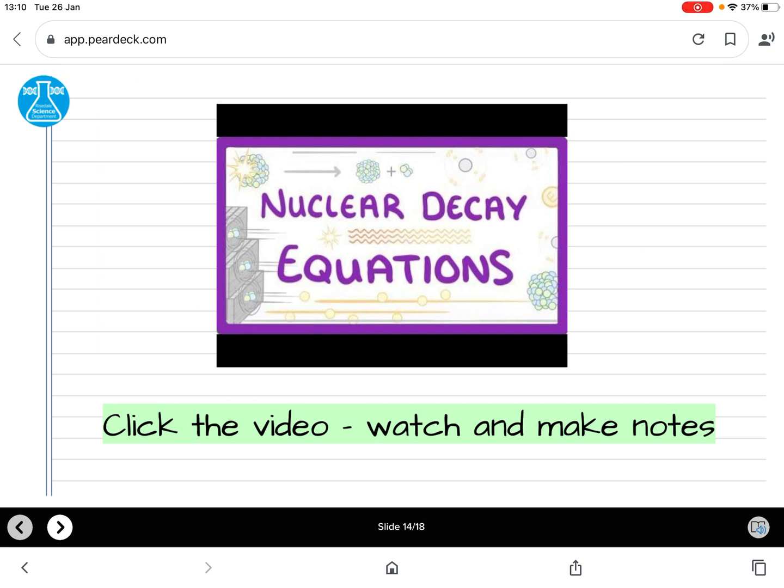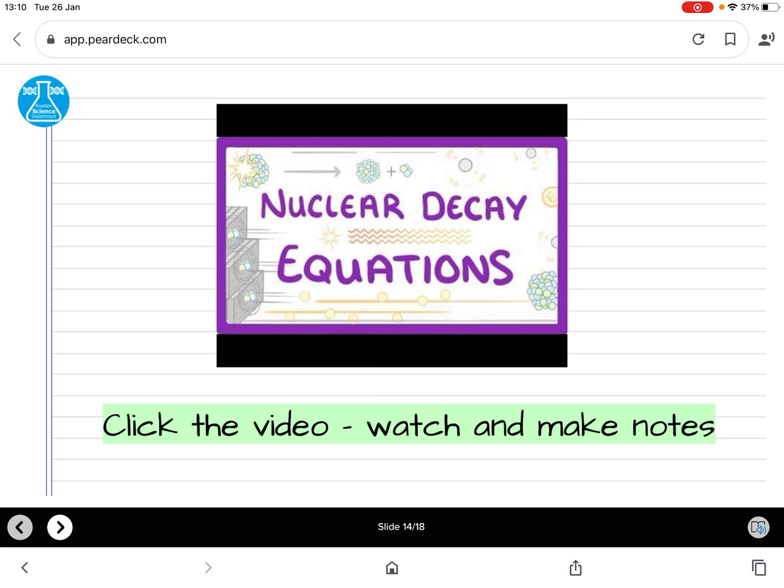Okay, nuclear decay equations are on page 197 in your revision guide. Again, we had a live lesson about these equations. Also, I didn't get very many emails, or any emails in fact at all, asking for help on this topic. So make sure that you look at this on page 197 in your revision guide.